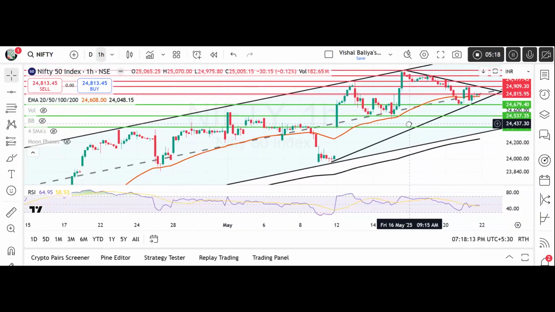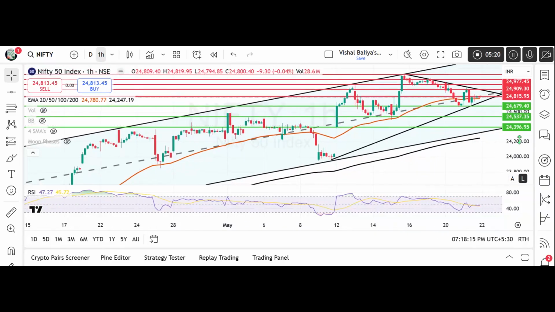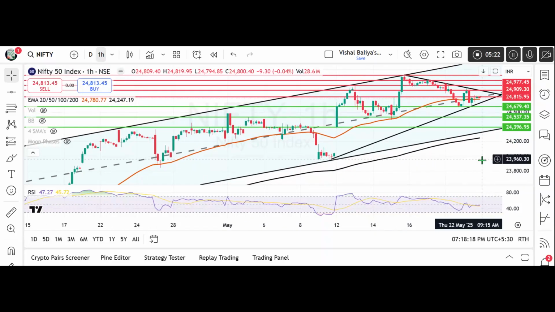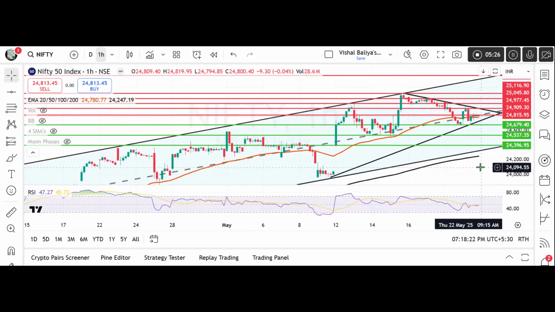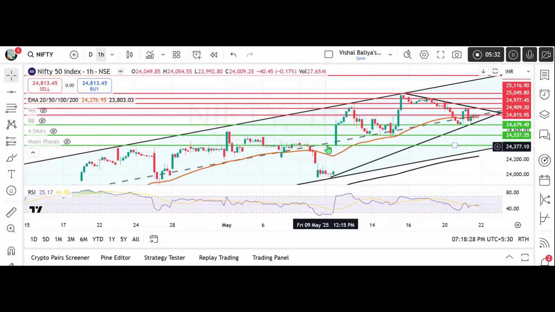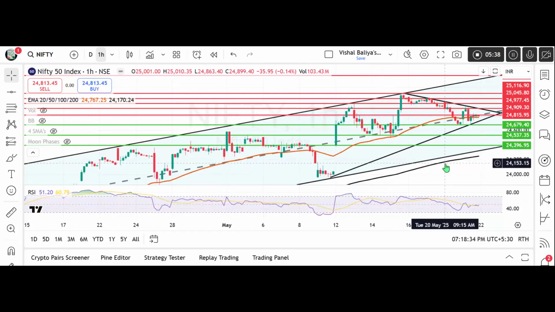So, mother and father, for a small child, mother and father are the best supports, and they are the biggest resistances also, right? Similarly, mother line and father line for the price of a stock are the best supports if the price is above it, and they can be a furious resistance when the price of the stock is below it.